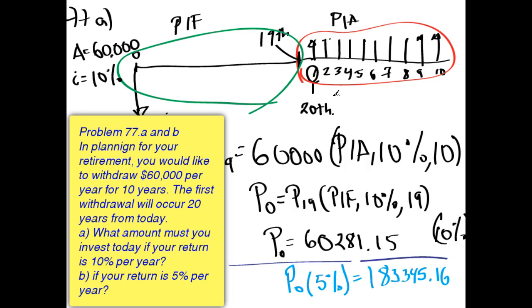Remember that when you use P given A, the first annuity happens one period after the present value.